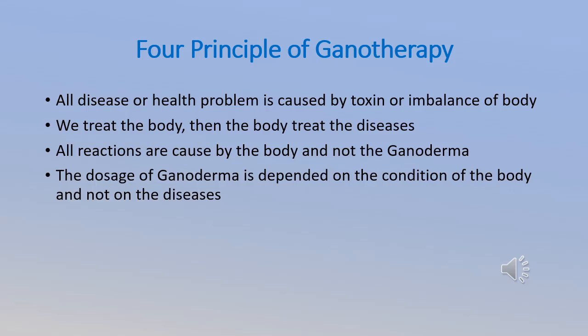The third rule is that all reactions are caused by the body and not Ganoderma. When people take Ganoderma, there are a lot of ailment reflections, there are all kinds of reactions, then they get worried. Do not get worried. This is not caused by Ganoderma. It is caused by the body. The fourth rule is that the dosage of Ganoderma is dependent on the condition of the body and not on the disease.